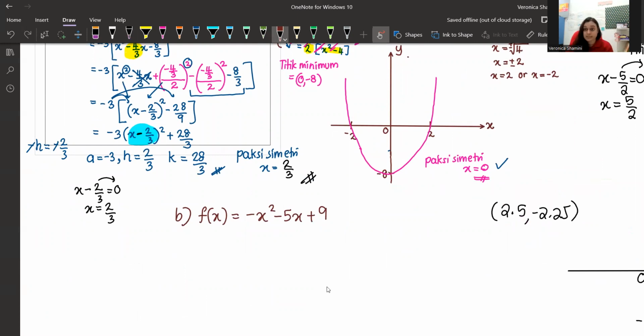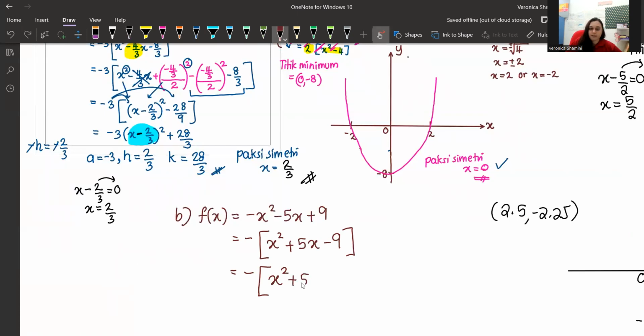Boleh teacher terus buat CTS? Tak boleh because my A is negative kan dekat situ. So pull out the negative. Kita tak nak negative. Kita jadikan dia positive. So here all change also. Plus 5x minus 9. Now you can add the formula.